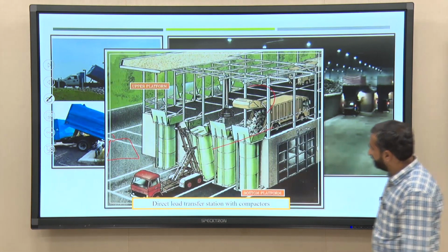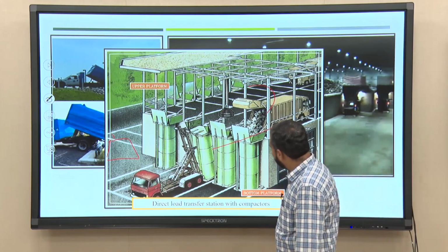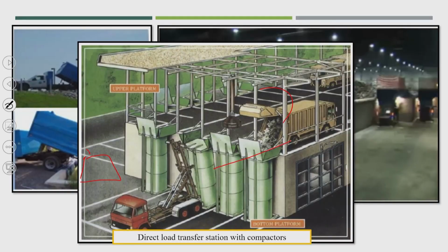Here you can see these are the different units. This is the vehicle and these are the big chambers. Waste is getting unloaded into these chambers and these chambers are loaded onto the vehicle. Suppose this chamber is filled completely, it will be loaded onto this vehicle.